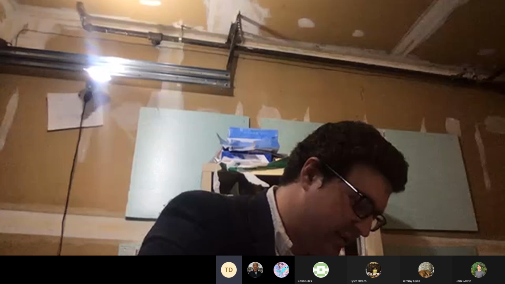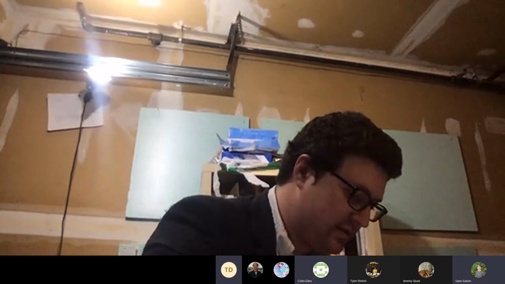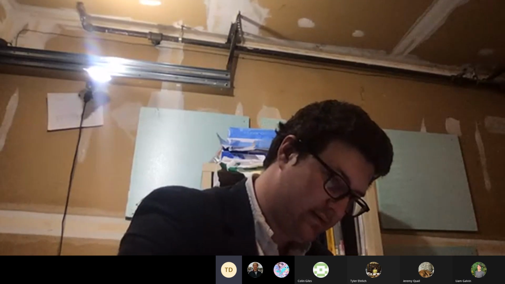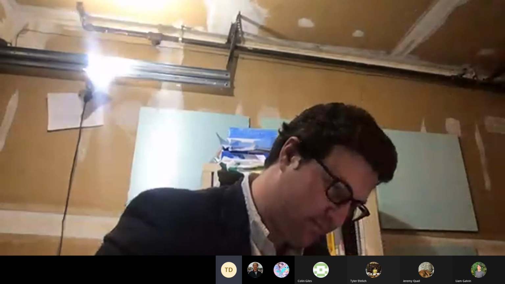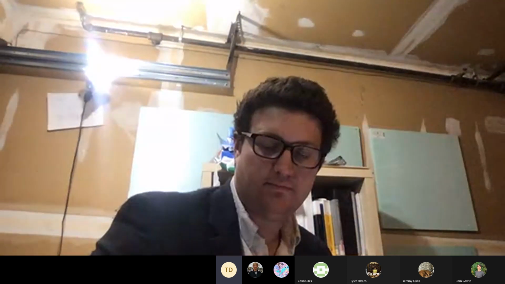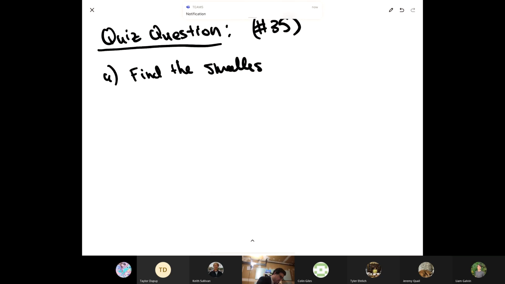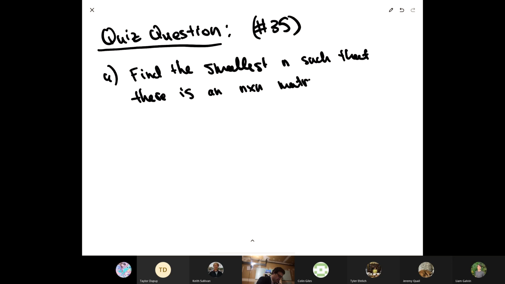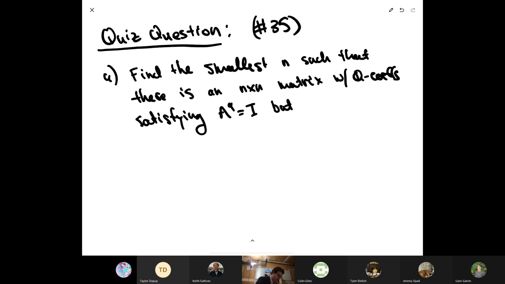So part A is find the smallest n such that there is an n by n matrix with Q coefficients satisfying A^9 = I, but A^i is not equal to I for 1 ≤ i ≤ 8.